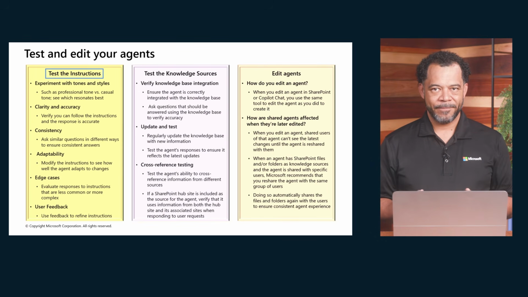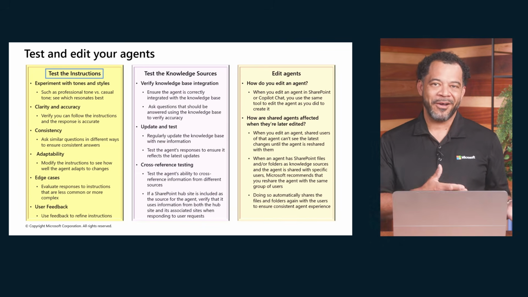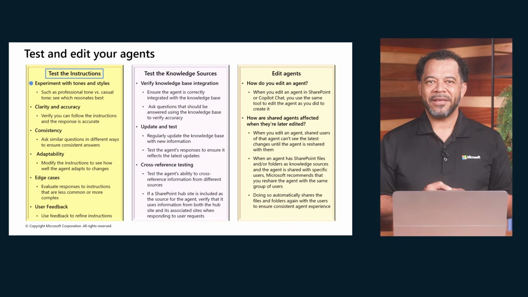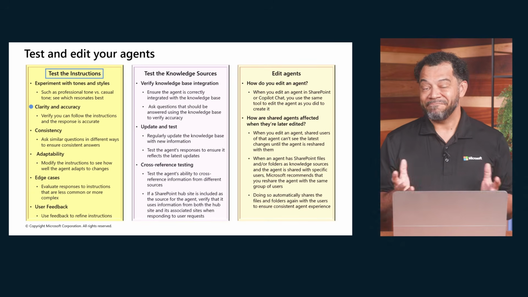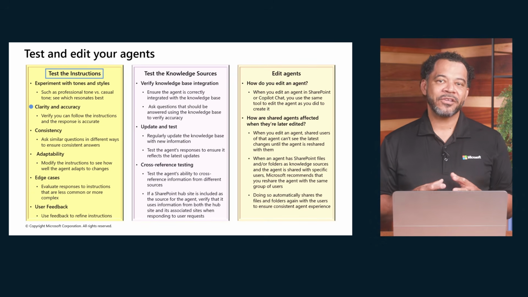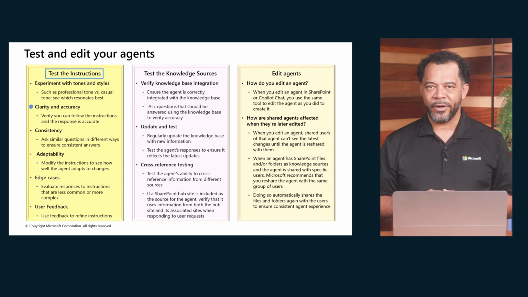way you intend it. That means experimenting with tone and style. Try giving it a professional voice, then switch to something more casual. See which one resonates better with your audience. You'll also want to test for clarity and even accuracy. Ask it to walk you through the process, like creating a document library in SharePoint, and make sure the steps are correct and easy to follow.